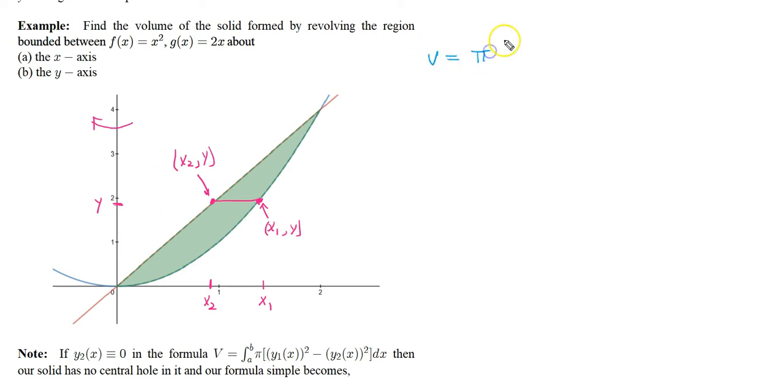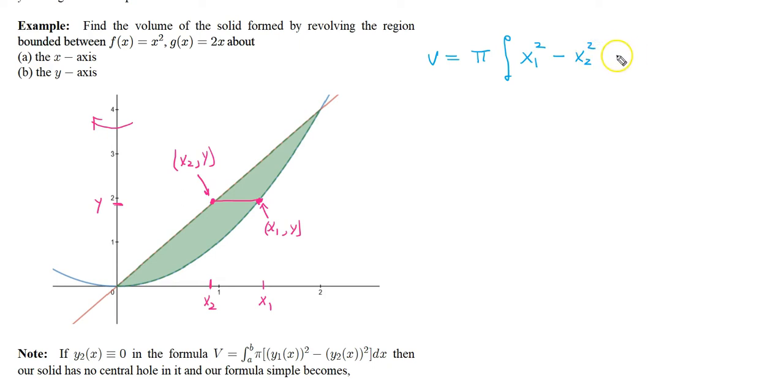So now our volume is going to be pi integral. Now we want to take the outer radius and square it. Now the outer radius is going to be the distance from here all the way out to here. Now this is being measured along the x-axis, so the distance is going to be x1. That's our outer radius squared. And then our inner radius is this distance. This is our inner radius, and that is x2. You see, that is this distance along the x-axis right here. So that's going to be x2, and then we square it.